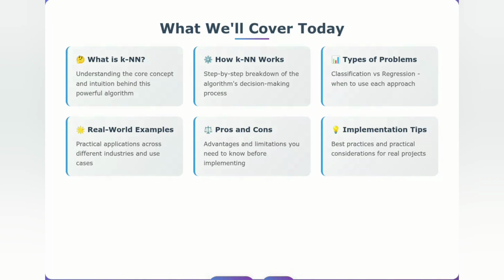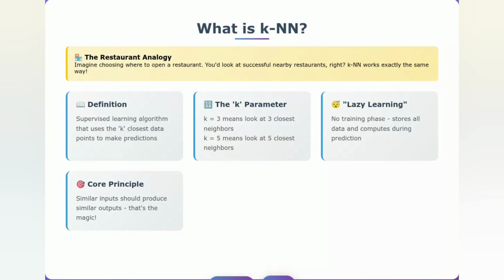K-nearest neighbors is a supervised learning algorithm that makes predictions based on the K closest data points in the training set. Think of it this way. If you're trying to decide what type of restaurant to open in a new neighborhood, you'd probably look at what types of restaurants are already successful nearby. KNN works exactly like this. It looks at the nearest neighbors to make predictions.